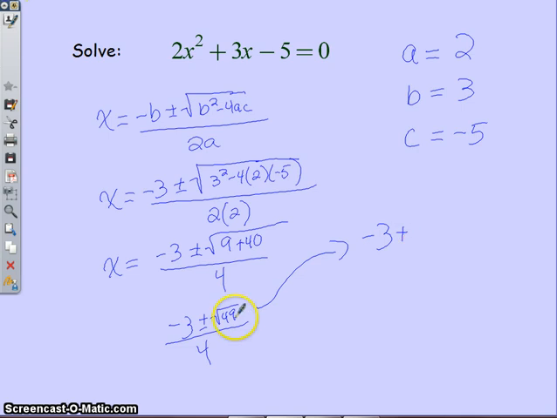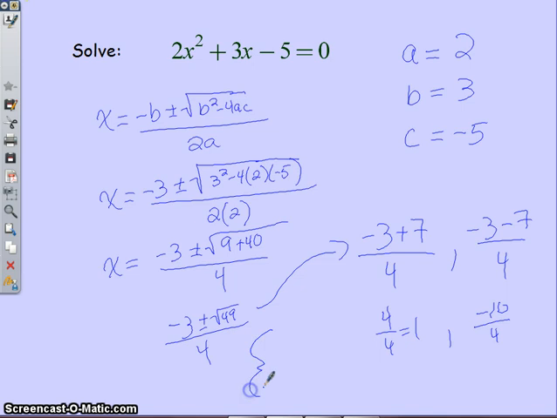The square root of 49 we know is 7, so negative 3 plus 7 over 4, or negative 3 minus 7 over 4. Negative 3 plus 7 gives me 4 over 4, or 1. Negative 3 minus 7 is negative 10 over 4. And so we get a solution of 1 comma negative 5 over 2. And that's it. It's all about using this formula.